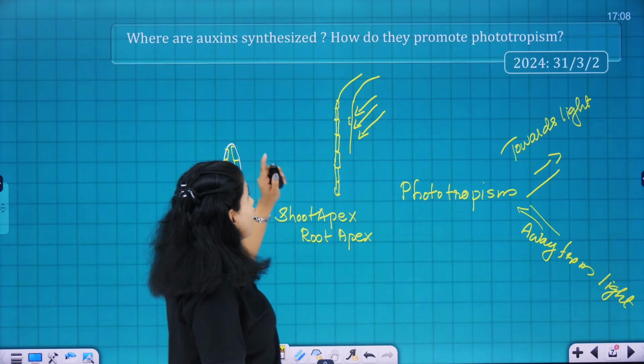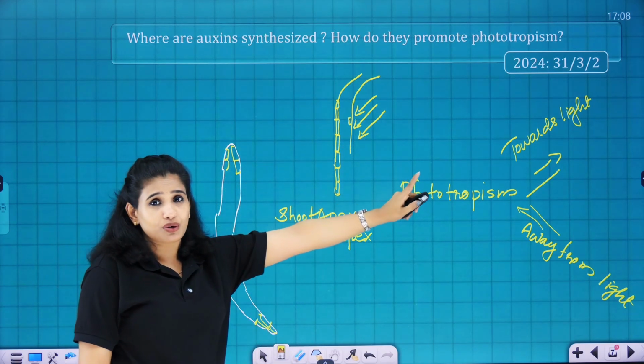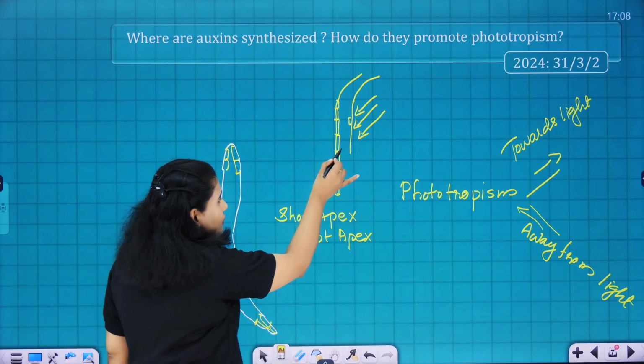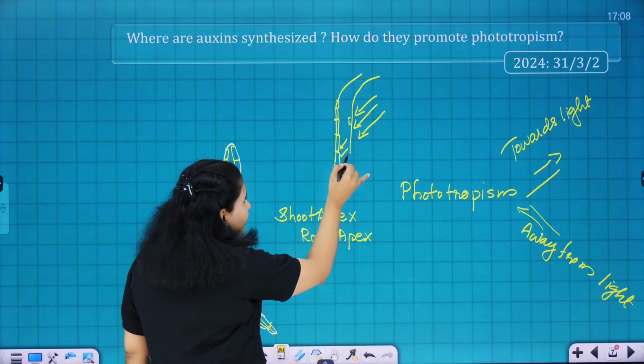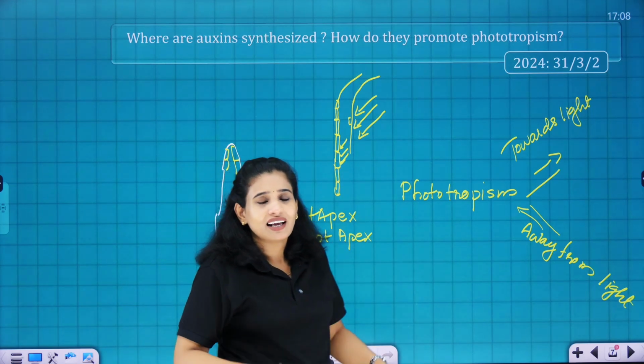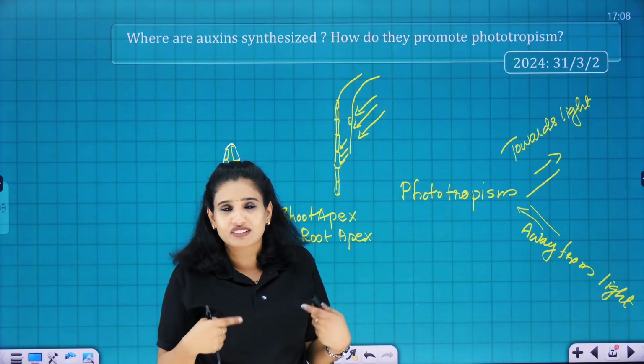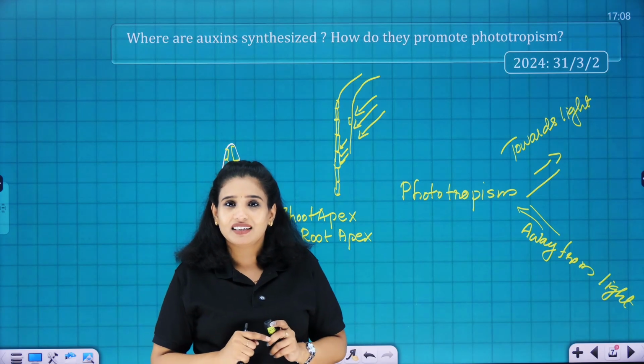So, what is the question? How do they promote phototropism? They promote phototropism by concentrating in the shaded part, and there the elongation of cells happens.